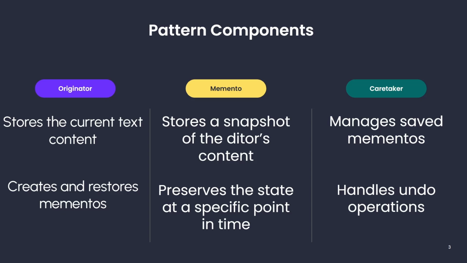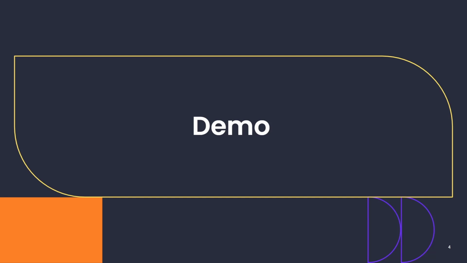In my implementation that we will see later, the originator is the text editor class, the memento is the memento class, and the caretaker is the history manager class. Now that I've explained the pattern, I'll show how I implemented it into my application and how each class maps to the memento pattern structure.